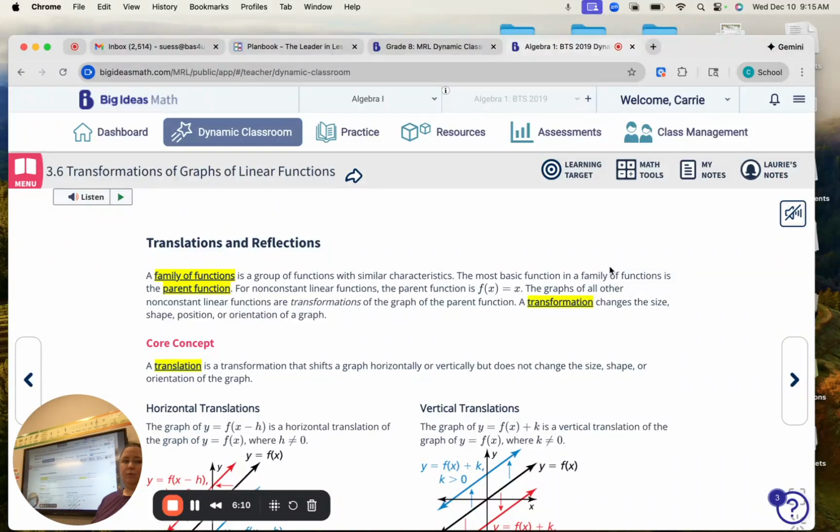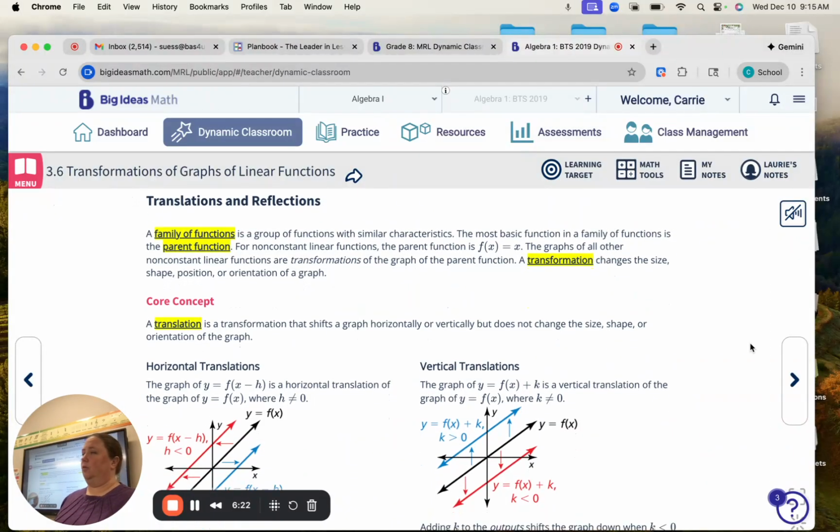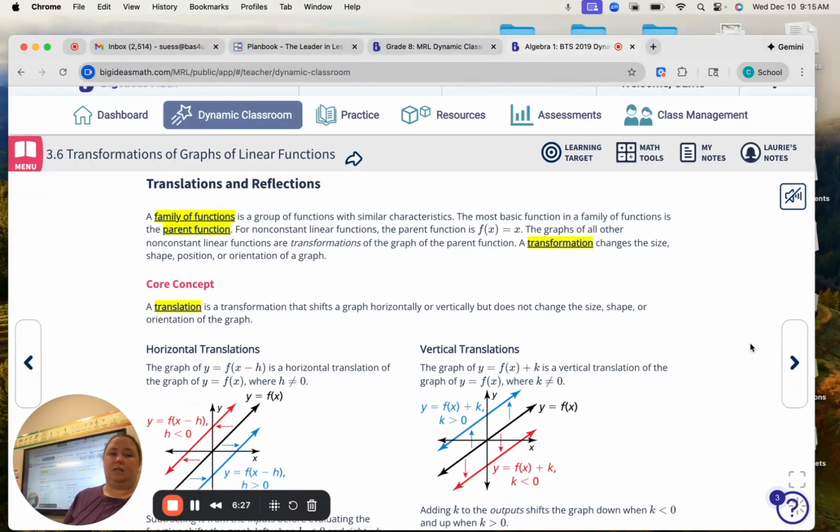Okay. So tell me, what is a family of functions? A group of functions with similar characteristics. Okay, and what is a parent function? A basic function of the family. Yep, the most basic function. So think of it as the OG, the original function. For a non-constant linear function, the parent function is f of x equals x. So that's our OG formula here. The graphs of all the other non-constant linear functions are transformations of this parent function.